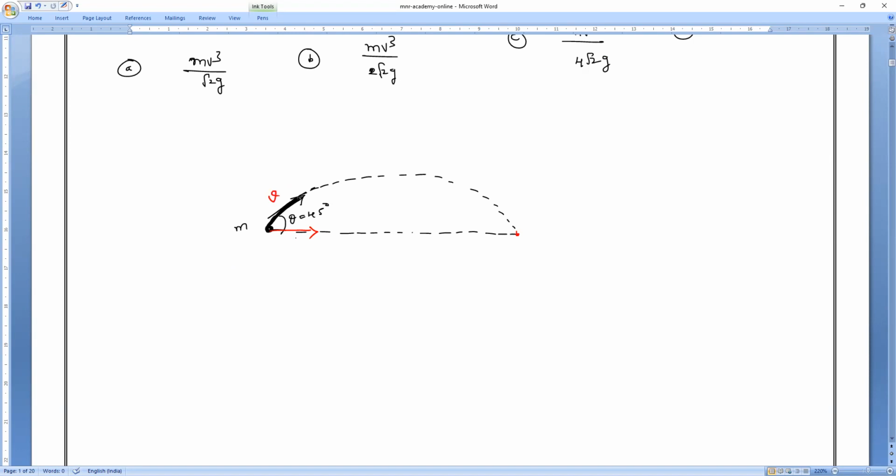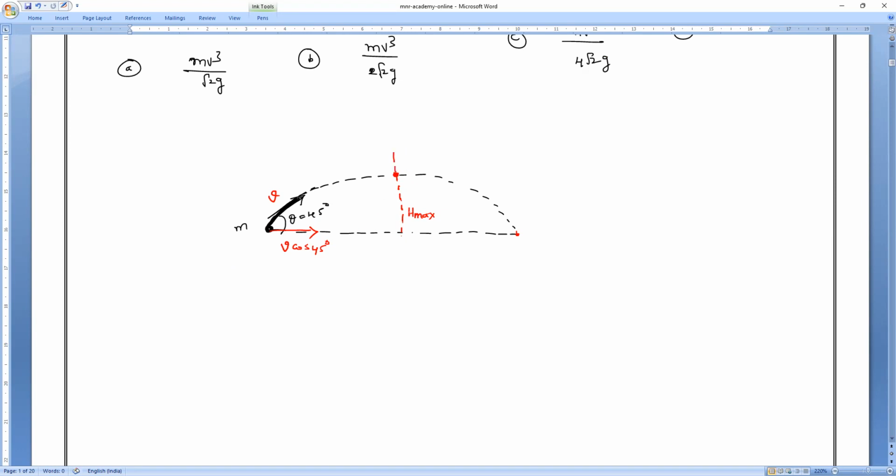It has been projected, so horizontal velocity remains constant. Projectile motion, you remember. What is the horizontal velocity here? V cos 45. Now they are asking the angular momentum of the ball when it reaches the maximum height. So what is the angular momentum of the ball at this point?